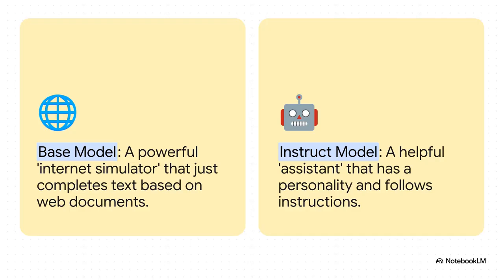So the end result of this giant next token prediction game is what we call a base model. You can think of it as a super powerful autocomplete, kind of like an internet simulator. It knows a ton of stuff, for sure, but it has zero sense of being an assistant. If you ask it a question, it might just spit out 10 more questions, just like it saw in some random internet forum. It's not yet that helpful, polished tool that we all know.